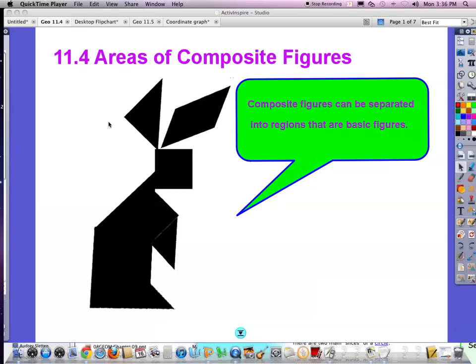Okay, this is section 11.4, areas of composite figures. Composite figures can be separated into regions that are basic figures. I don't know if you've heard about tangrams before, but basically, as you can tell, it looks like a rabbit, but every part of that is a different kind of polygon. While ours aren't going to be as interesting looking or as diverse as that, that's what we're diving into for this next section.